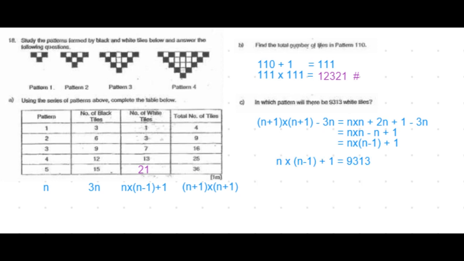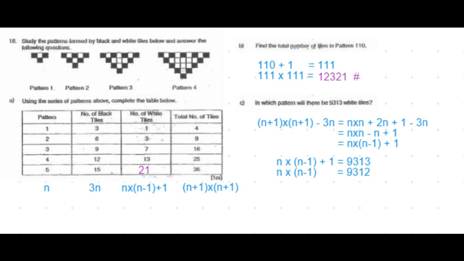We equate it to the number of white tiles, which is 9,313. So n times n minus 1 is 9,312. So multiplication of two consecutive numbers gives us 9,312. With some trial and error, we can find the value of n. We know 100 times 100 is around 10,000. So the number should be slightly less than 100. For two consecutive numbers to be multiplied and their product to end in 2, it could be 8 times 9, which is 72, would end in 2.